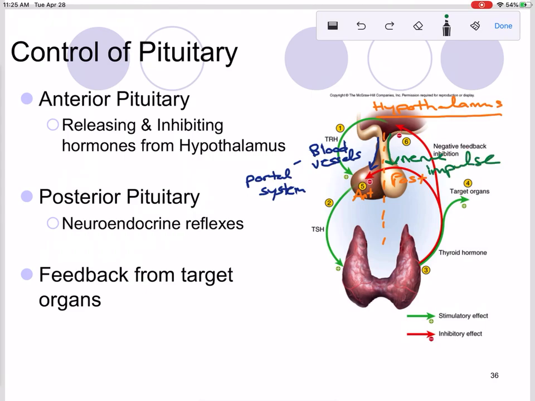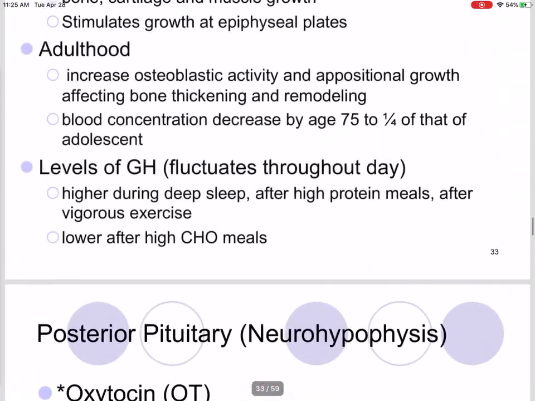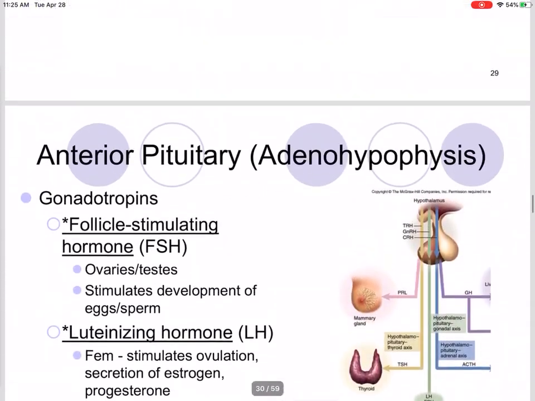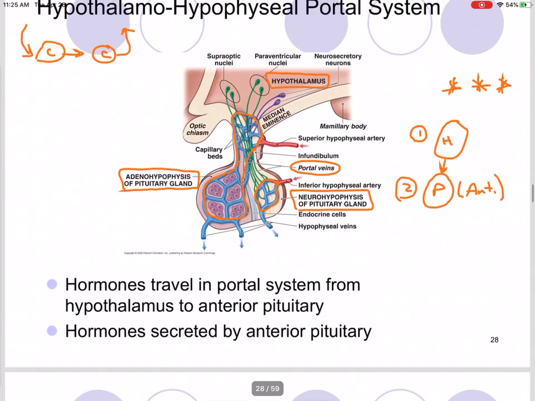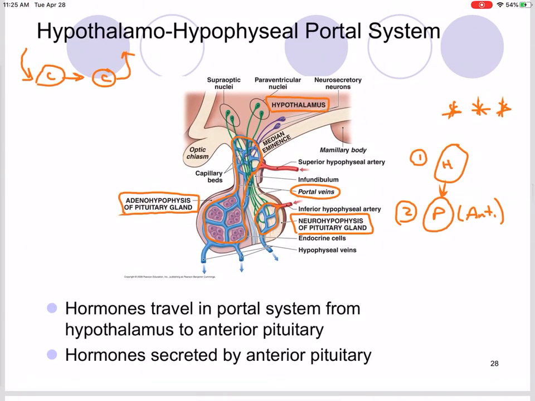On the other hand, the hypothalamus communicates with the posterior pituitary gland via nerve impulses. So it's different. The hypothalamus communicates with the posterior pituitary gland via nerve impulses, whereas the hypothalamus communicates to the anterior pituitary gland via blood vessels, chemicals secreted through the blood. All right. This can be a little bit tricky. I'm obviously trying to narrow it down because there's so much we could say.